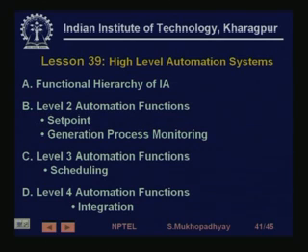Actually this is wrong, it should be set point generation and process monitoring. This is a typo. Then we talked about level 3 automation functions, where we talked about basically planning and scheduling, though we did not go into much depth.